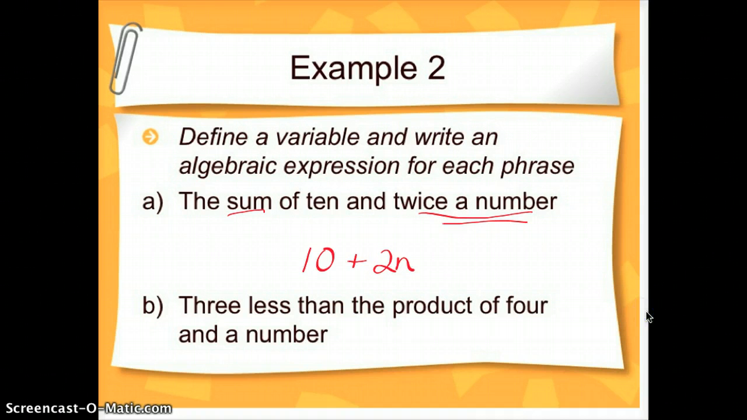Second one, 3 less than the product of 4 and a number. So product, again in math, product means multiply. Less than, that was that tricky one where we flip the order, meaning subtract. So the product of 4 times the number, 4n, minus 3.